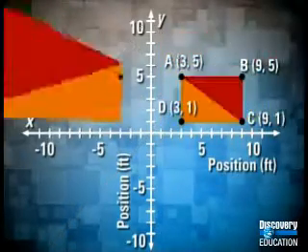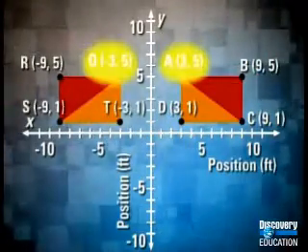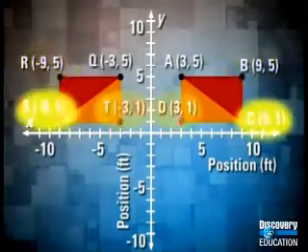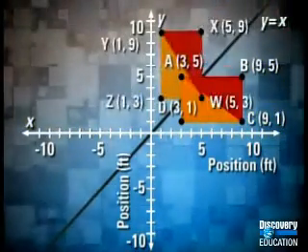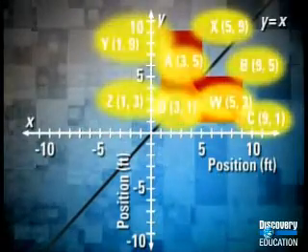Remember, when reflecting an object across the y-axis, the x values in the reflection will be opposite those in the original. And when reflecting an object across the line y = x, the values of x and y will switch.